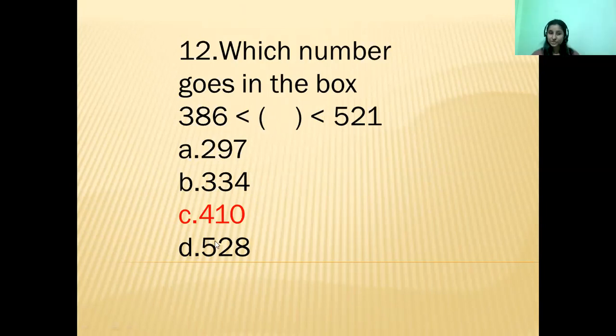If I put the option D, but option D is greater than 521 also. But we want the number here which is smaller than 521. That means the option C is correct. It fits the correct here. Got it? 386 is smaller than 410 and 410 is smaller than 521. We are putting numbers here in the ascending order.